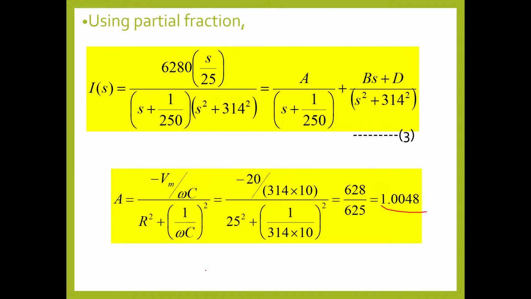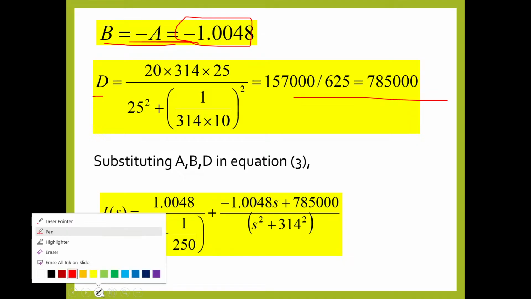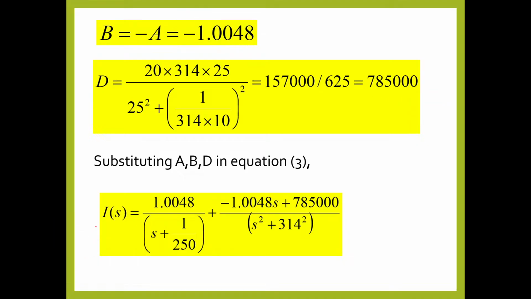Similarly, we know the relation between a and b is b equal to minus a, so no need to write the formula for b, simply write minus of whatever answer you have got for a. Similarly, go for d. You remember the formula for d, substitute all the values in that formula, and you will get the d value. Now I have got a, b, d. Now I can determine I of s.